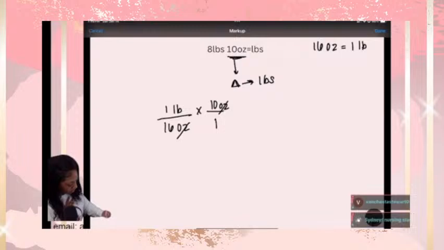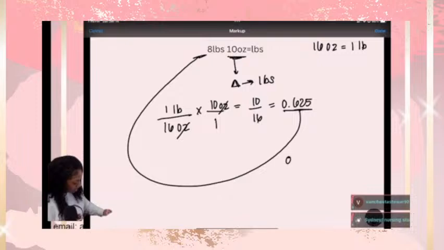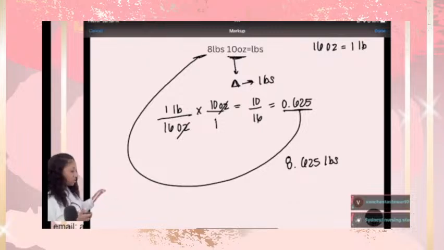Your ounce is going to cross out. So that's going to be 10 divided by 16, which would be 0.625. So we'll take this and add it to that. So it'll be 8.625 pounds. Okay? Does that make sense?